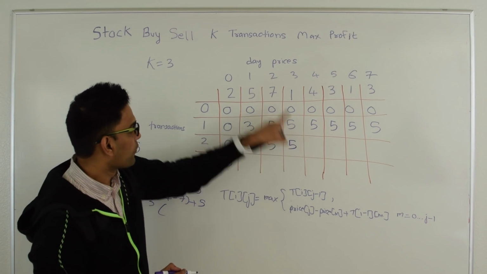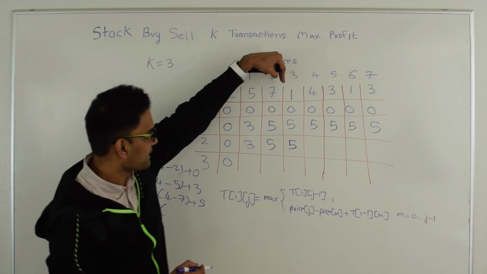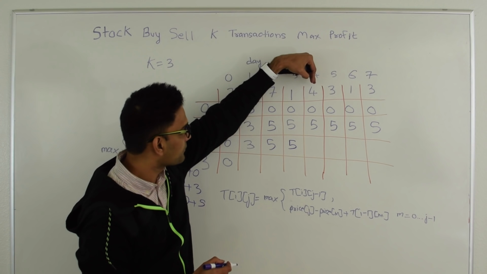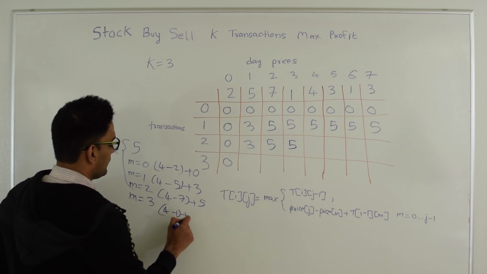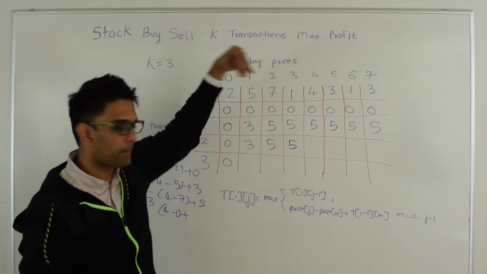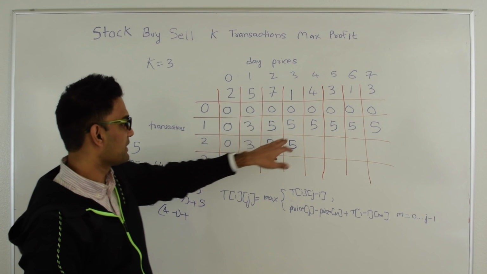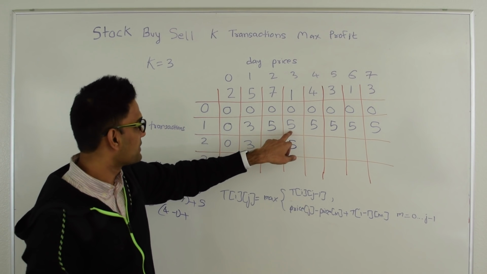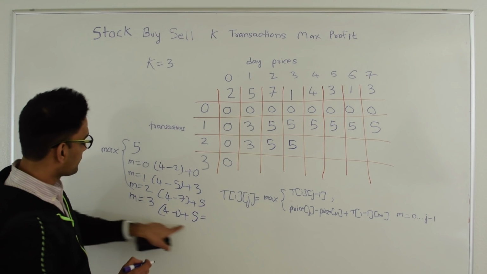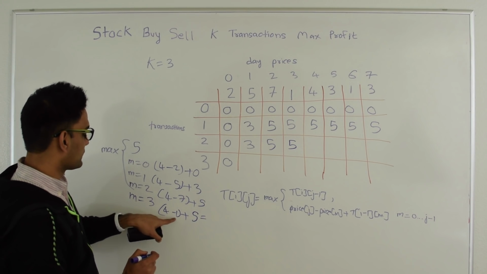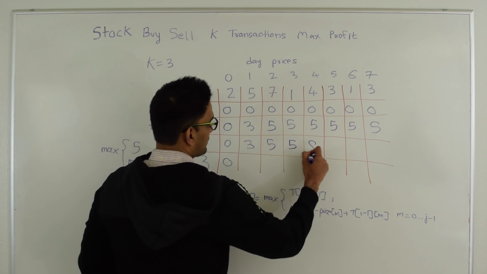or 4 minus 1, if M is equal to 3, it means that you are buying at the 3rd day, selling on the 4th day, making you a profit of 4 minus 1, plus whatever the best you can do with one less transaction, and that transaction ending at the nth day, which is 5. So here this value is going to be the maximum, which is 3 plus 5, 8. So this value becomes 8.